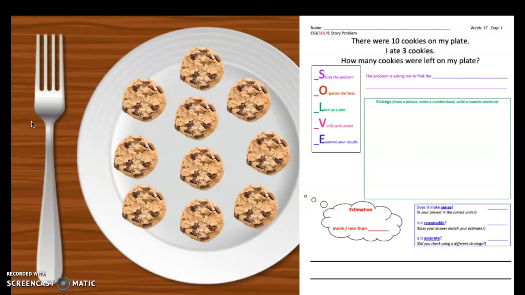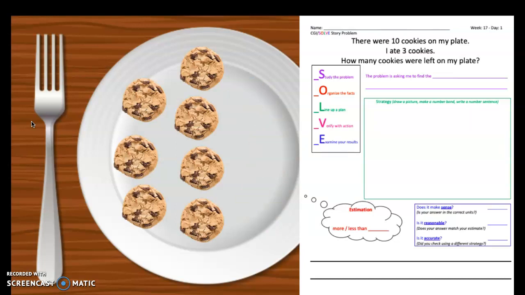So now the student has to put it into their own words. Well, there were 10 cookies on my plate, and I came and I ate 3 of them. So I took 3 of them away. Now we're going to think, what is this problem asking me to find? The problem is asking me to find how many cookies, the number of cookies left on my plate. So that is step 1, studying the problem.